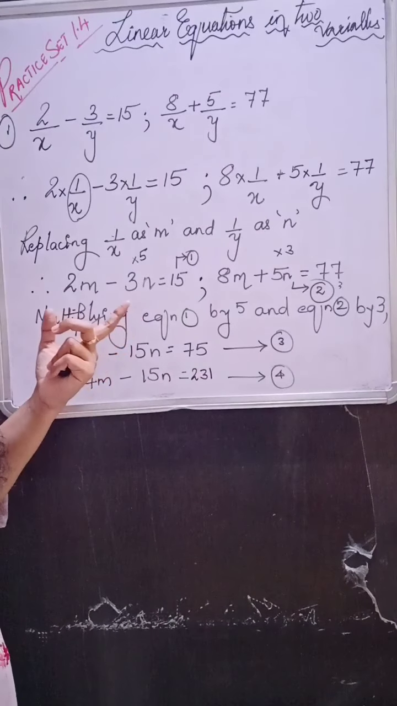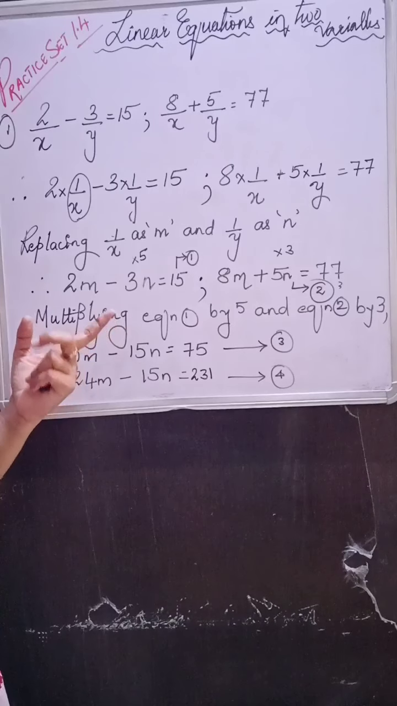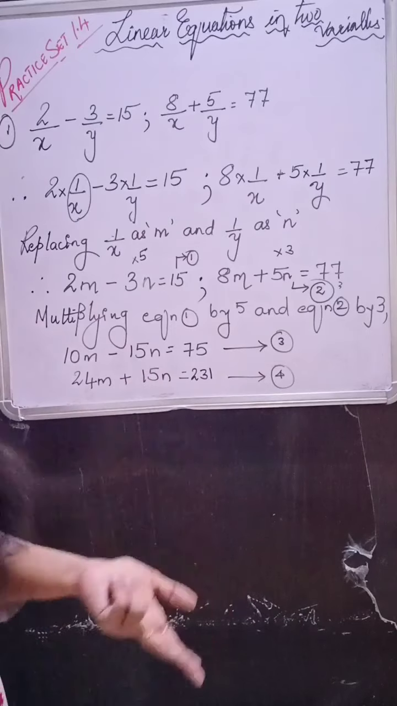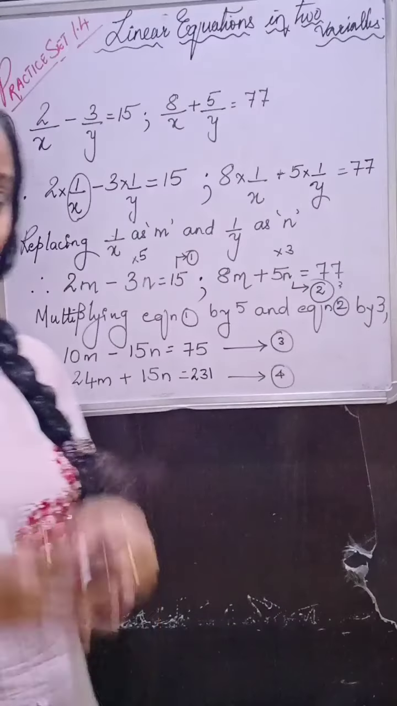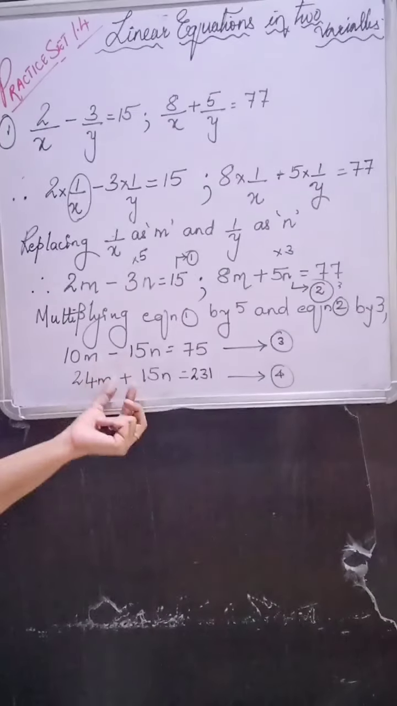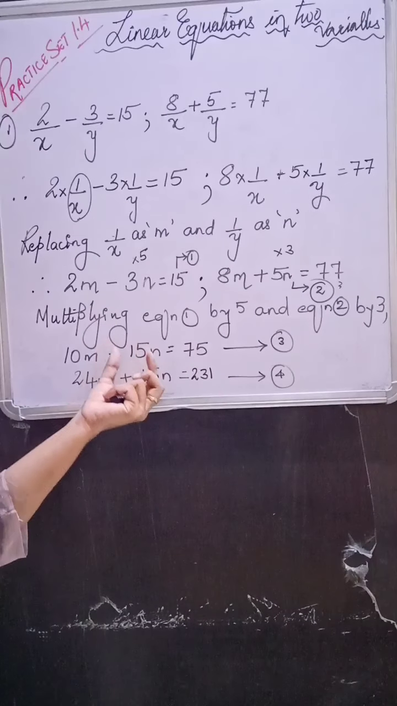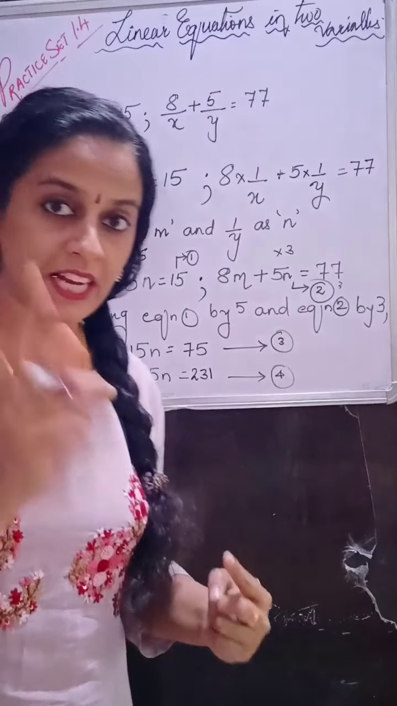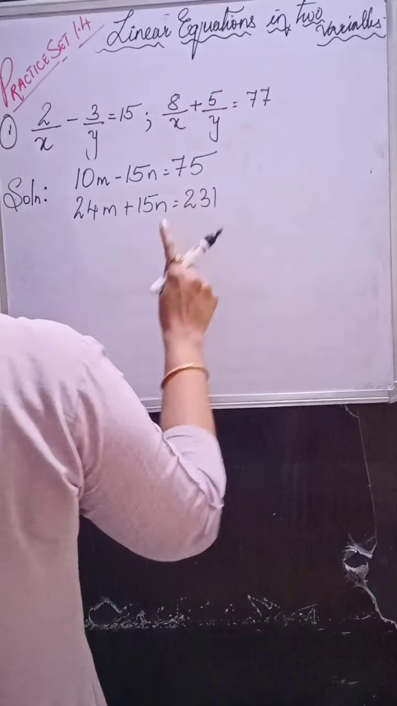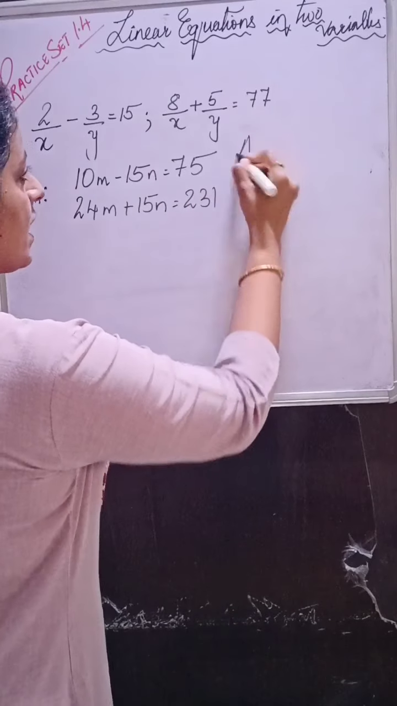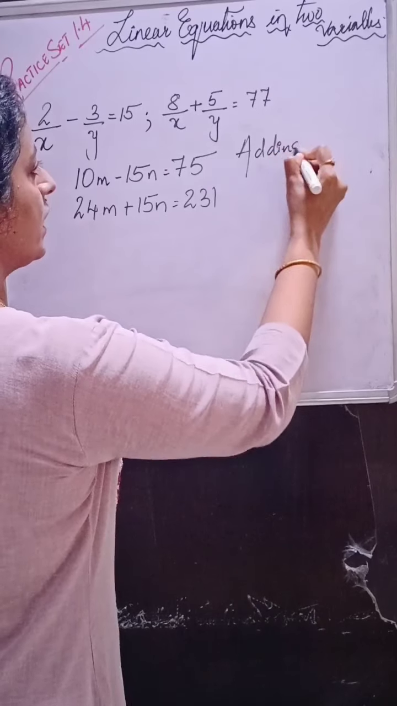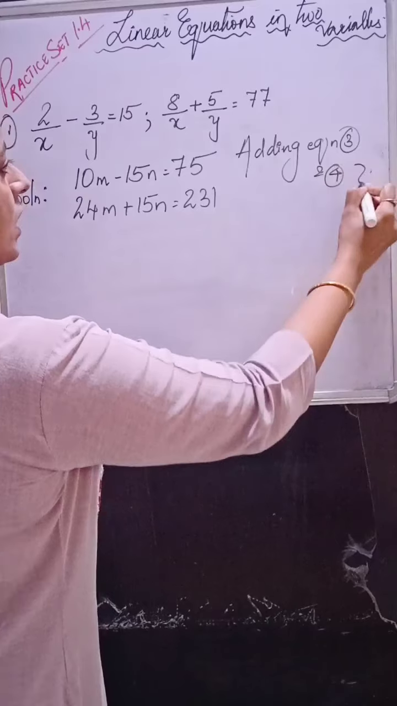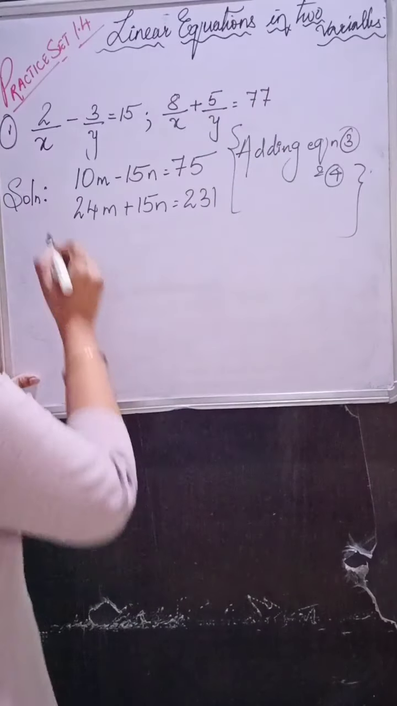Correct? Now, this is plus, right? So much of hard work we did, and if you copy the sign wrong, everything is gone. So you have minus 15n and plus 15n. We will go for adding equations 3 and 4. So write the step. I have copied the new equations that we got here and we will write adding equations 3 and 4. So add equations 3 and 4. Let us add, plus sign.